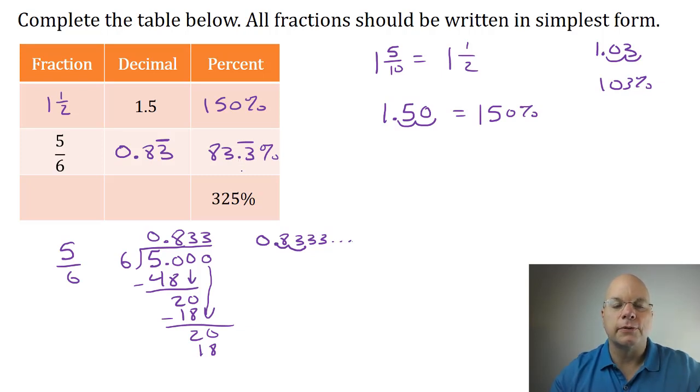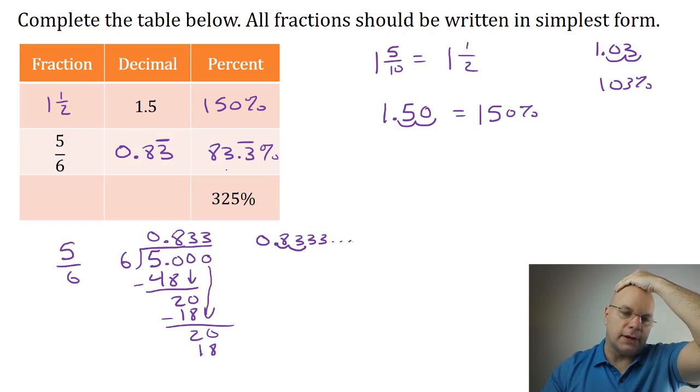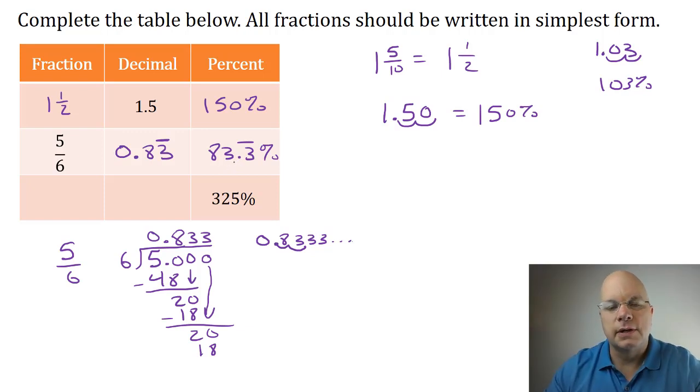And one thing you should do if you're working on improving on these types of problems is think about whether your answer is reasonable. Up here we had 1 and 1/2. That should be more than 100% because it's more than 1 whole. Here we have 5/6. That's less than 1 whole, so it should be less than 100%, but it's close, right? 5/6 is close to 1 whole. So it should be close to 100%, but less than 100%. And so that tells us that this answer is reasonable.